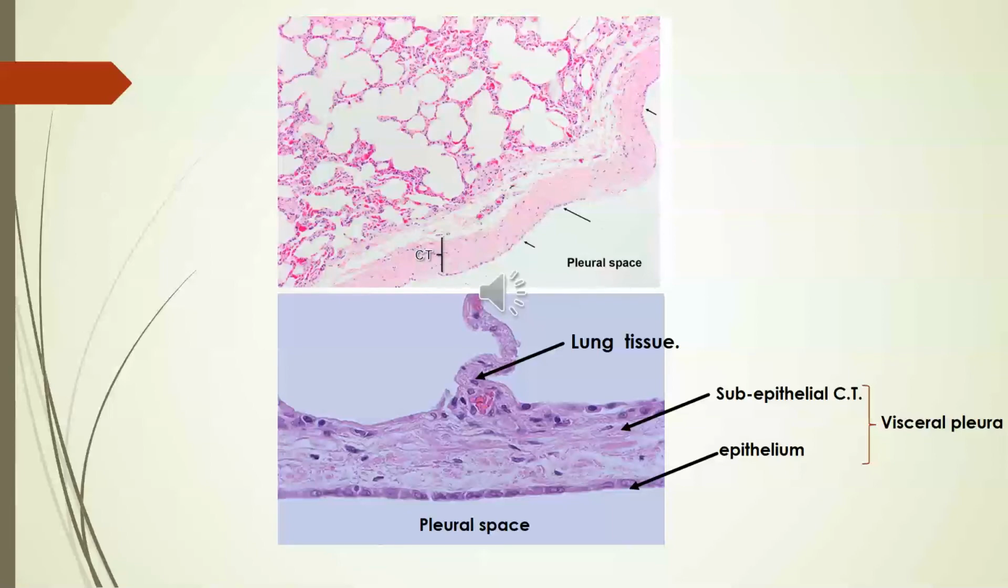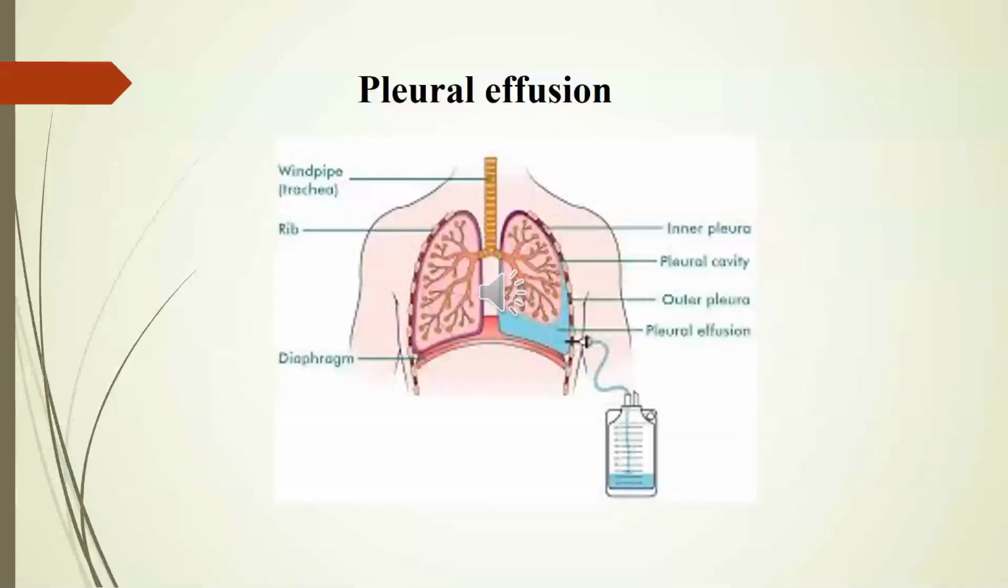And outside it is the pleural space between visceral and parietal pleura. The parietal pleura is not demonstrated here because it is attached to the costal wall and the inner aspect of the thoracic wall. Pleural effusion is a pathological condition.